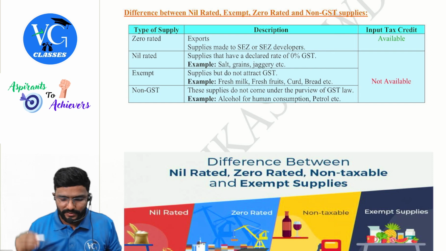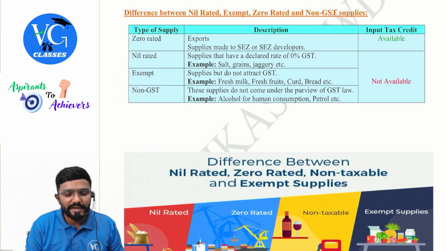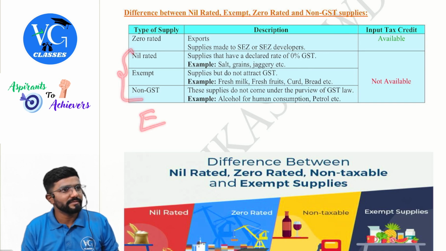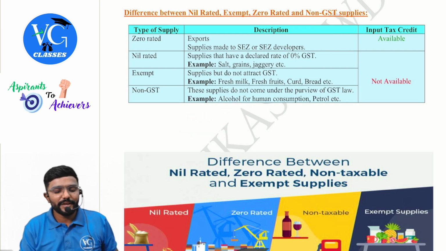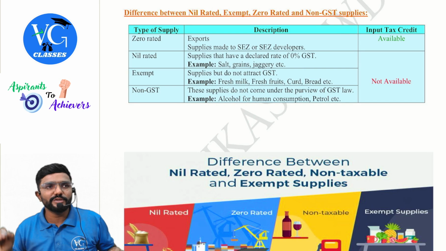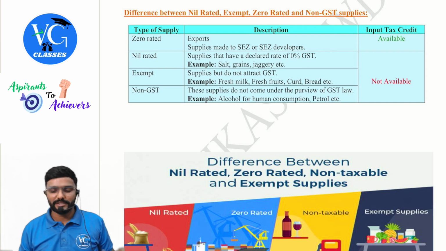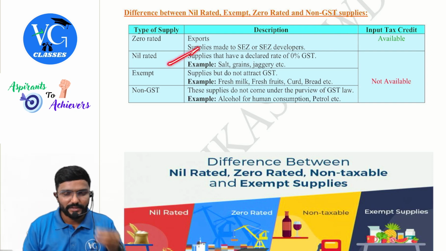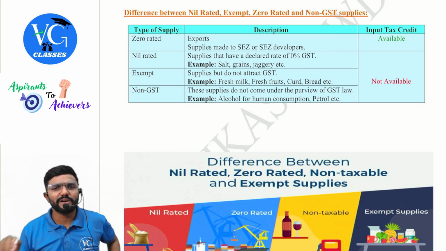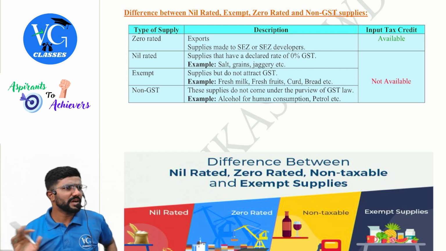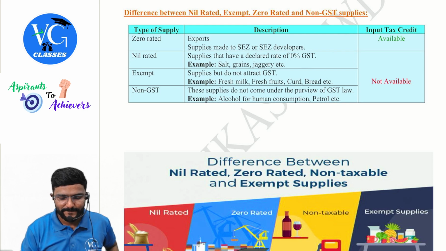Yes, I can claim. Next, nil rated, exempt and non-GST, guys, all these three are a part of what? Exempt supply. Where is it given? Section 247. Agree na? Sir, if my outward supply is nil, exempt or non-GST, on my inward supply, can I claim credit? No, I cannot. Sir, some examples, sir. Supplies that have declared rate of 0% GST, like salt, grains, jaggery and all. Sir, are we supposed to know the names and all? No, I have just given some examples for your better understanding.